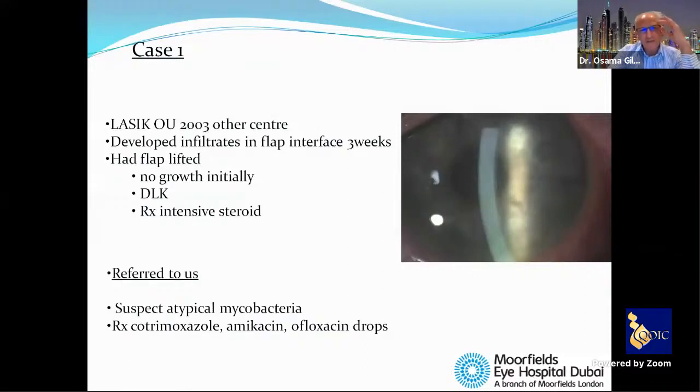This is one case, from a really long time ago, 2003. This patient had, 3 weeks after the LASIK, an infiltrate. At the hospital they lifted a flap.